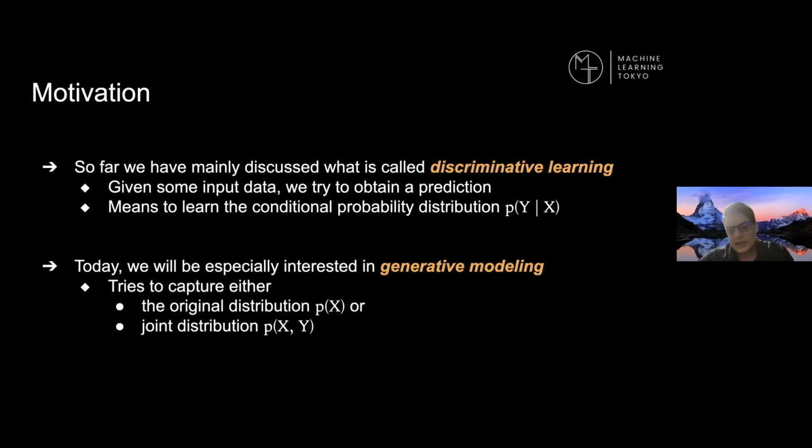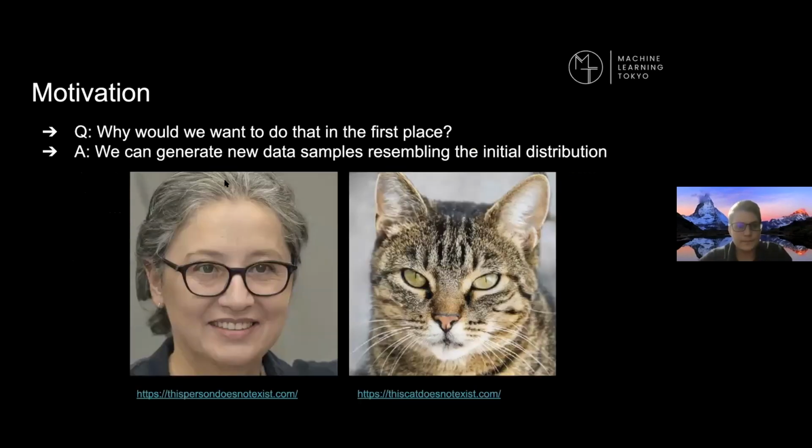But today we are especially interested in generative modeling. It's a little bit different, because what we're trying to do here is to capture either the original distribution, so how the input data is distributed, or how the input data is distributed with the associated labels. So we either try to model P of X or P of X, Y. And you might rightfully ask, why would we want to do that in the first place? The short answer is that we can generate new data samples resembling the initial distribution.